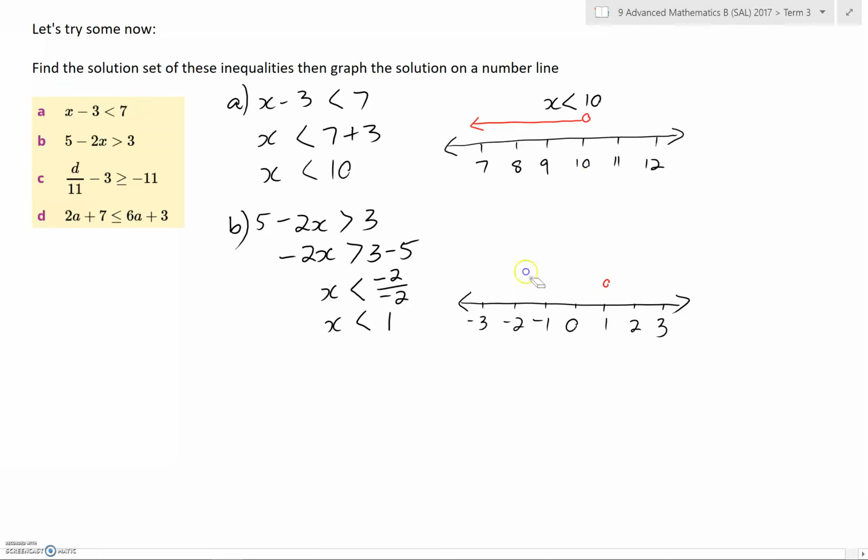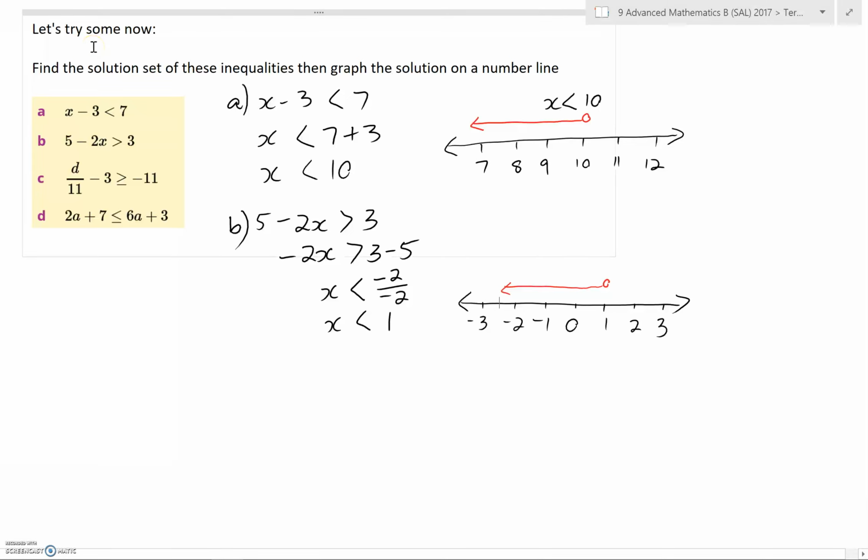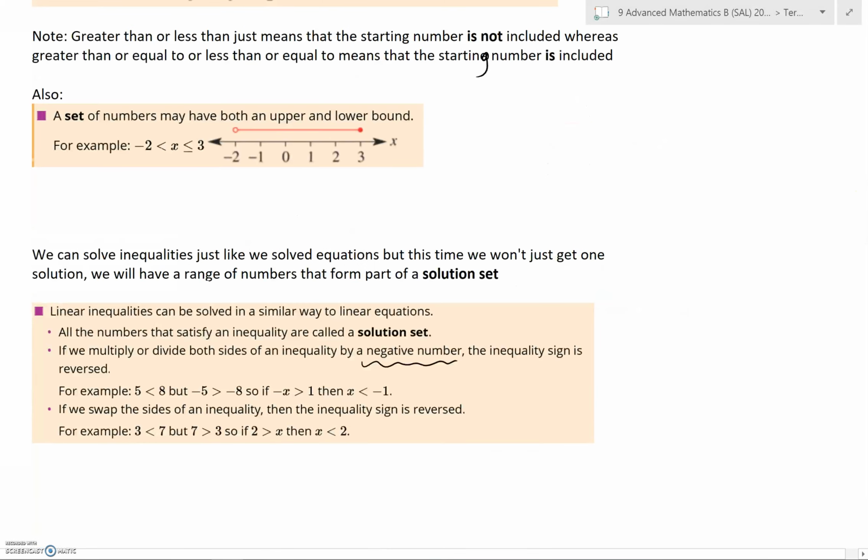Wow, so bad. Let's try that one again. Try and get a straight line. Well, a little bit better, but not awesome. If you guys use rulers, you will be able to get a straight line, no problem. So again, we should label it. X is less than 1. Okay, let's do the last two that we've got here.